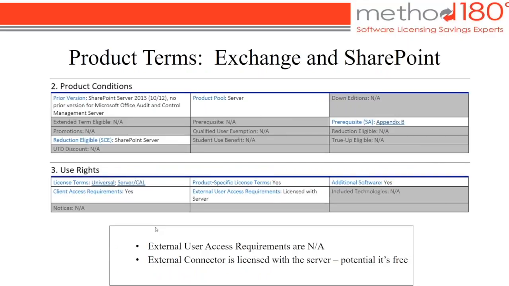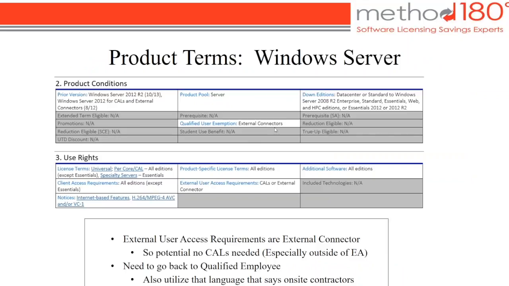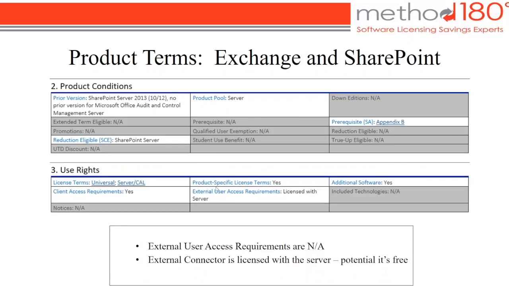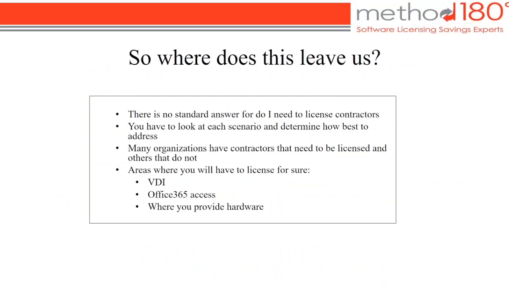I don't want to go through all the products, but I just wanted to show this as well because this is sort of one of these areas where sometimes people get caught if you really don't look. If you look here, qualified user exemption, not applicable. So for Exchange and SharePoint, that's what you're going to see is not applicable. Whereas with Windows, I'll just go back, it had the external connectors there. But if you go down further, you're going to see licensed with server. So this is one of those ones where I was saying before that the external connector is actually free with an Exchange or a SharePoint server, okay?